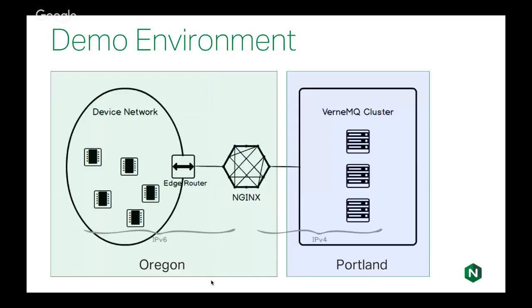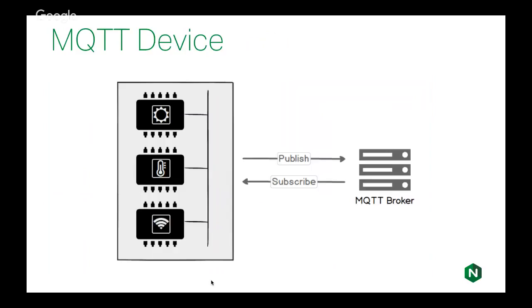Okay, before we jump to the demo, just a note about the MQTT device itself. It's running inside Contiki. It runs on the Z1 mote hardware. It has a light sensor, a temperature sensor, and a network. And it's programmed to connect to the IP address of NGINX as the MQTT broker. So it's aware of just a single IP address, and NGINX, of course, then will connect to the real backends on the VerneMQ. So it publishes messages about its sensor values, and it will subscribe to messages as well.